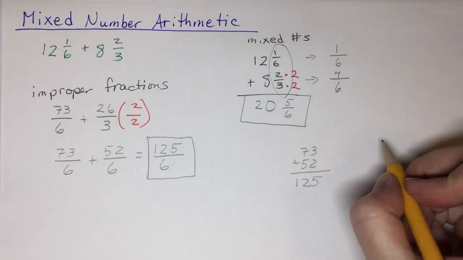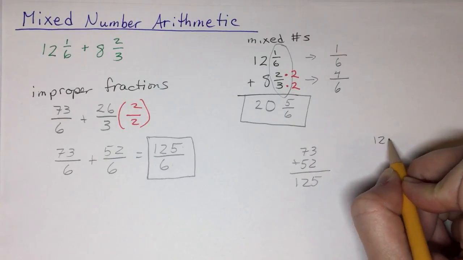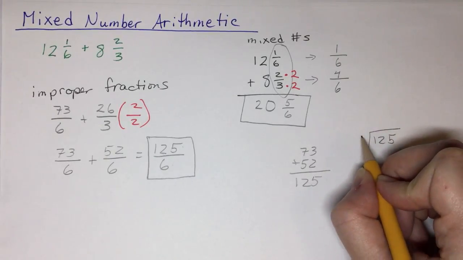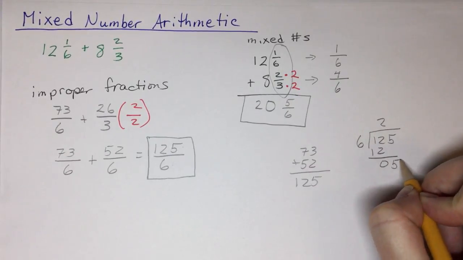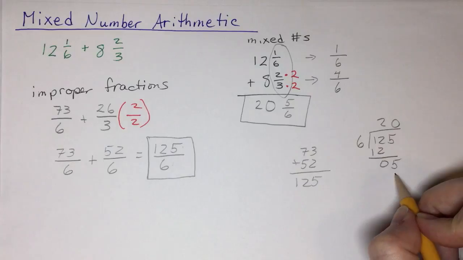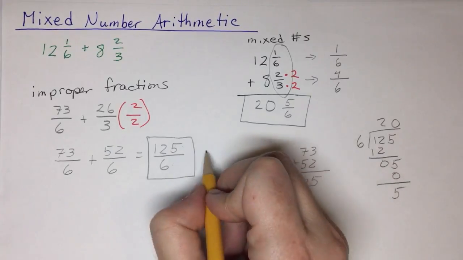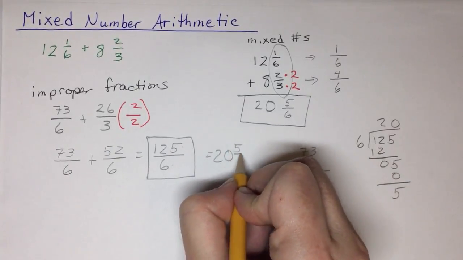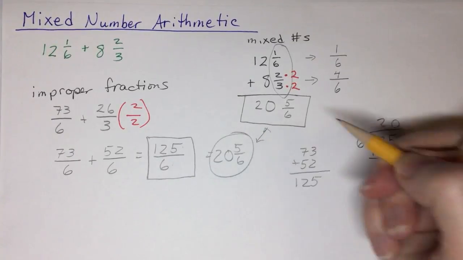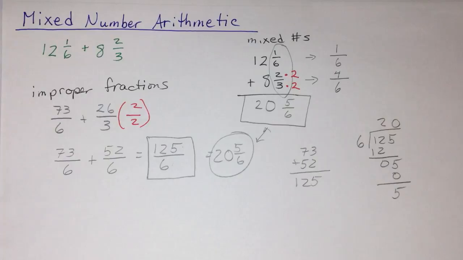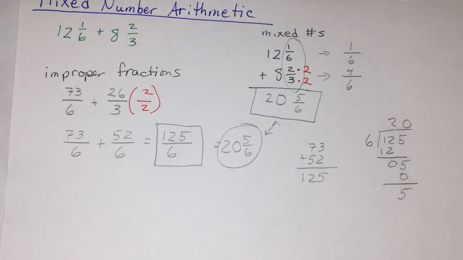But if I wanted to write it out as a mixed number, I can simply do my long division. 125 divided by 6 is 20 and 5/6, exactly the same we had gotten the other way. Okay? So those are the two different ways you could add fractions. Well, subtraction is just addition of the opposite. We can subtract two fractions just as easily.